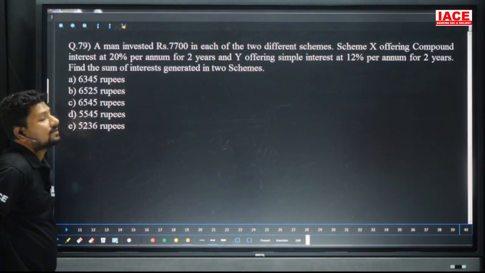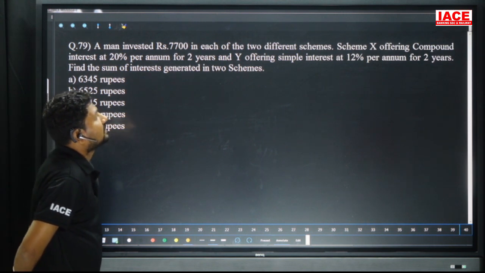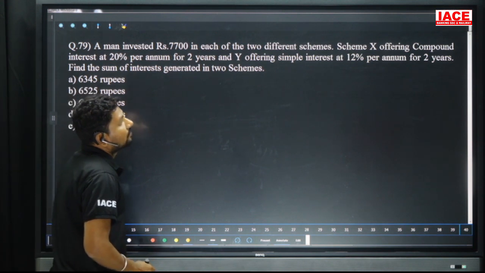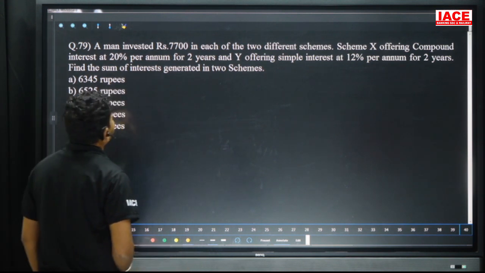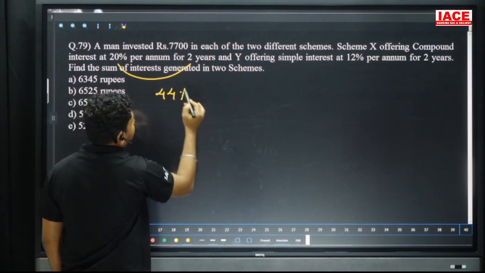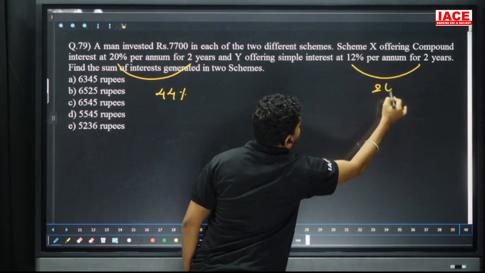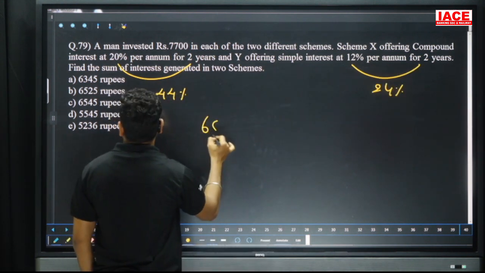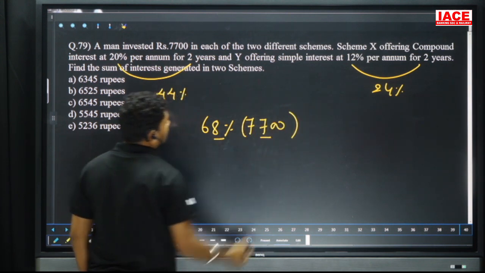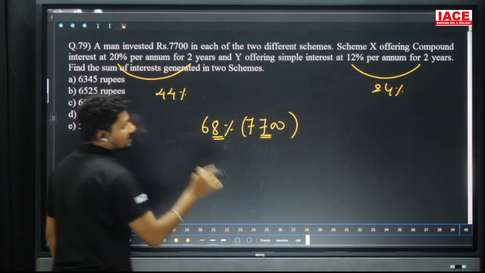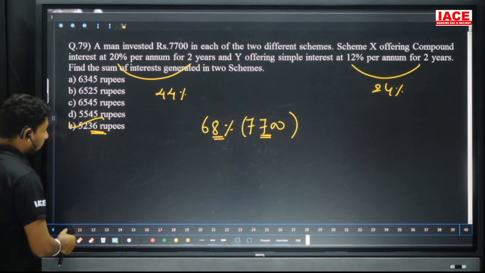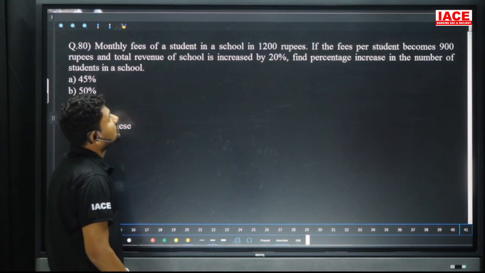A man invested 7,700 in each of two different schemes. Scheme X offers compound interest of 20% per annum for 2 years, and Y offers 12% per annum for 2 years. Find the sum of interest generated in the two schemes. So 20% for 2 years means 44% compound interest. 12 twos are 24%. 24 plus 44 is 68% of 7,700. Look at 68 times 77, 8 times 7 is 56. That means the last digit should be 6. Only one option has last digit 6. That answer is E.